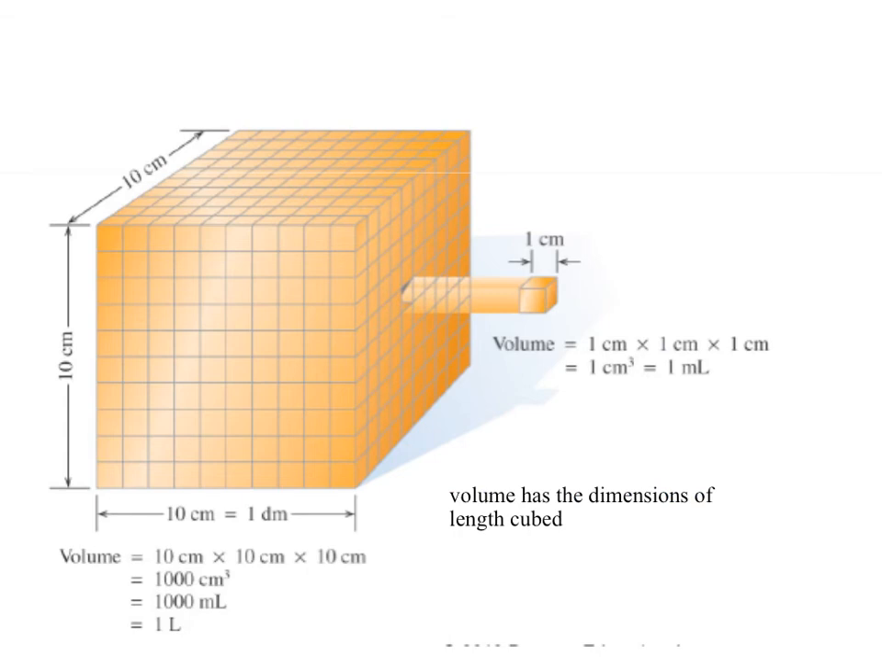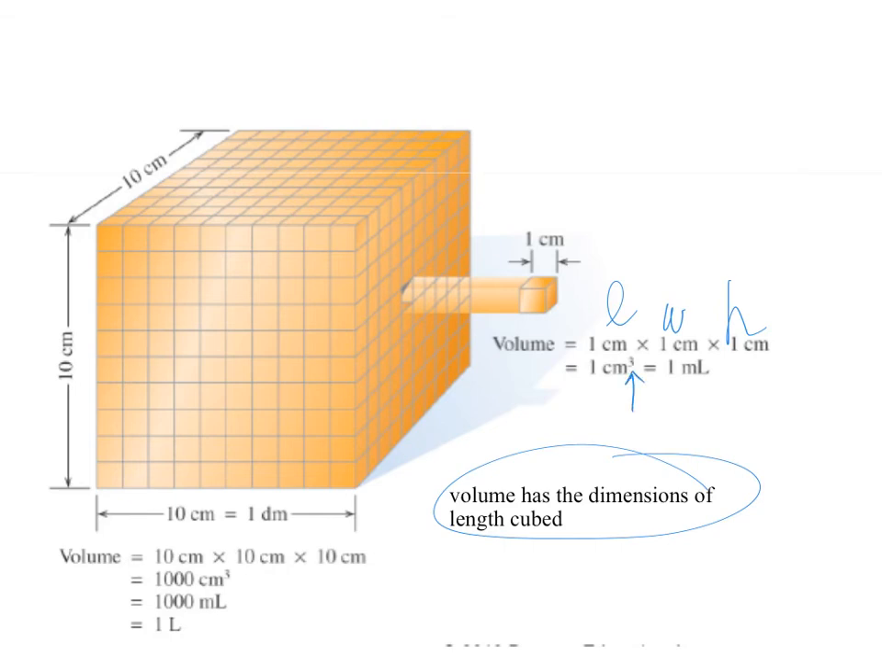All right, volume. Let's take a look at volume here. Volume is a little confusing for some students. It has the dimensions of a length cubed. So a cube has length times width times height. Okay, and that's why sometimes, depending on the units used, you will see that volume has a cubic unit.